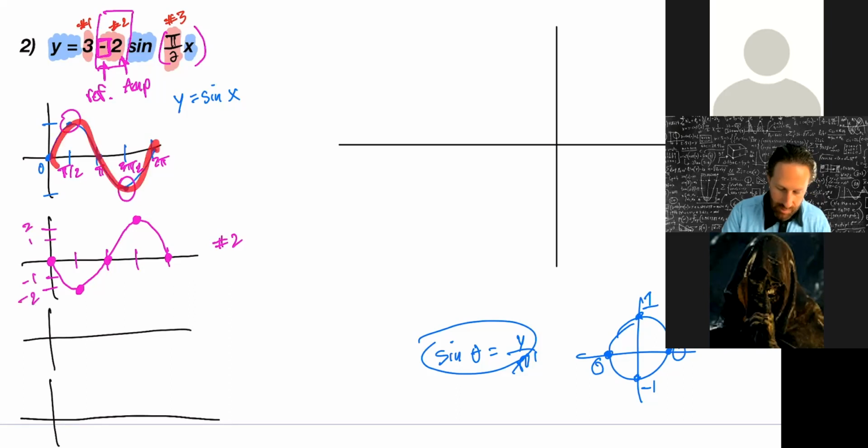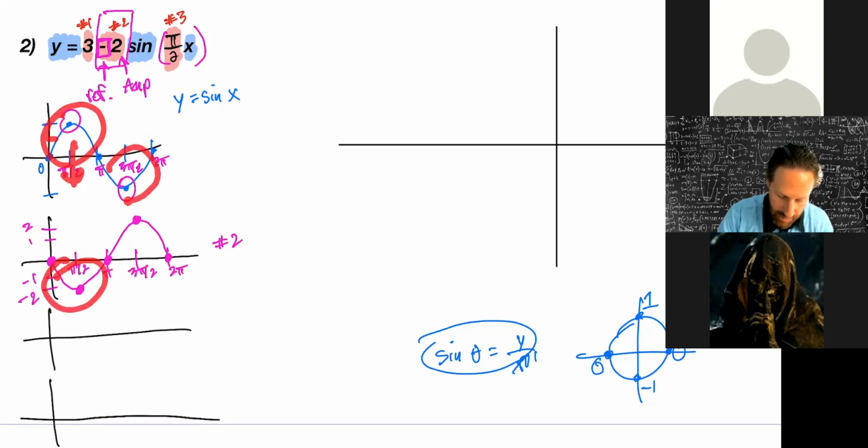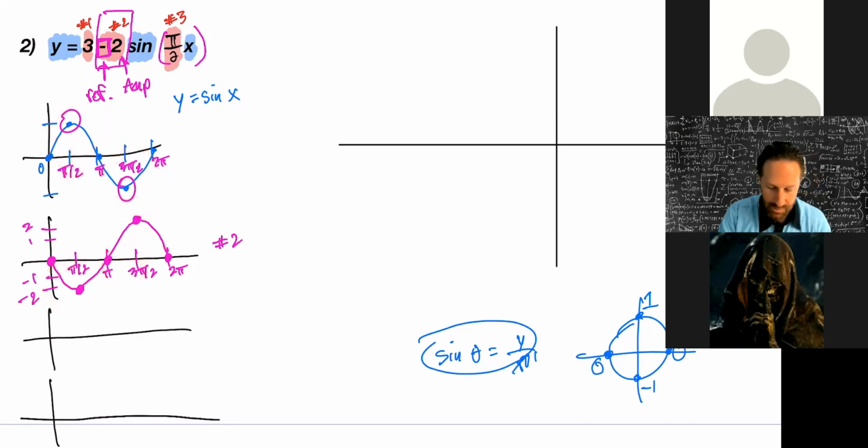Now it doesn't look like it because of my grid not being the exact same, but as long as you label everything, I'm all good with you not stretching it out this big or that big. Don't worry about it. And do you see the reflection? See how all the positives went down, now they're negative? And all the negatives now flipped up and now they're positive? So yeah, we took care of both of those things in one step.